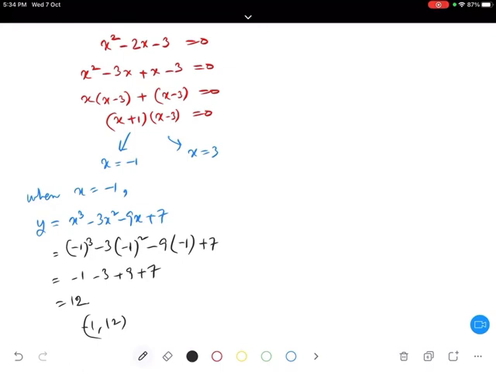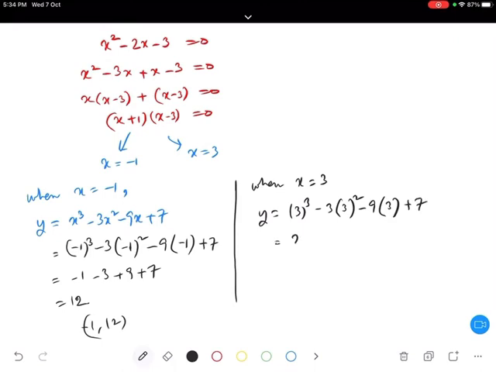And what is the other point? Let us find the other point. When x = 3, so what do you get? y = 3³ − 3 × 3² − 9 × 3 + 7. So 3 cube is 27 and here is also 27, minus 18 plus 7. So I get this one cut, so that is −11. So my other point is (3, −11).